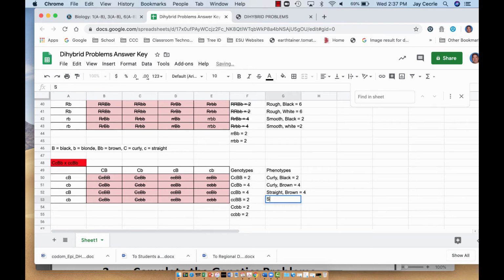Okay, so 2 lowercase c's will make it straight. 2 capital B's will be black hair. There's 2 of those. Okay, this one's curly, and then 2 lowercase b's make it blonde. And then all lowercase will be straight blonde. 2. Okay, so let's double count these. 2 plus 4, 6, 10, 12, 14, 16. Can be relatively confident that we got this one right.